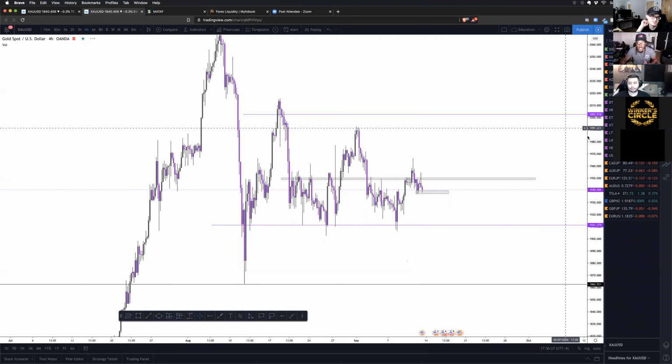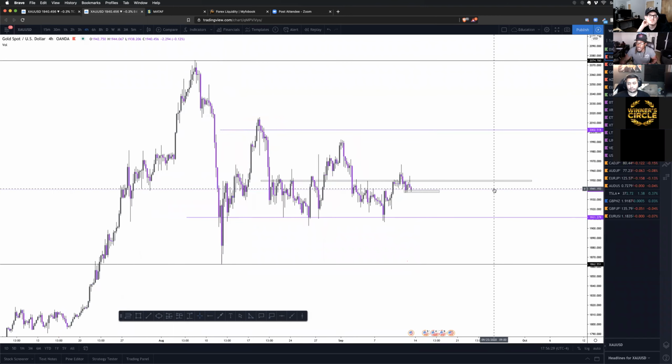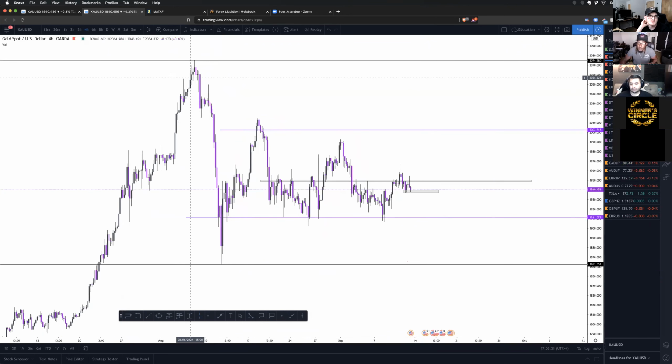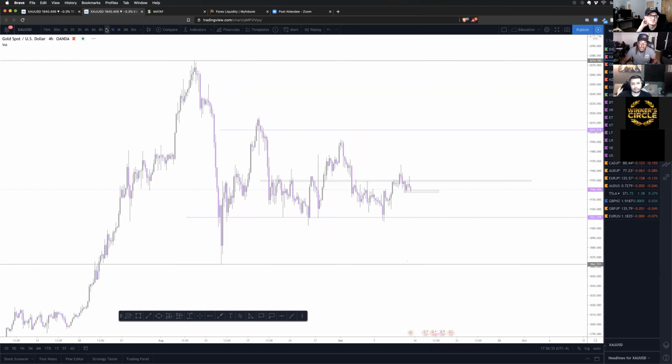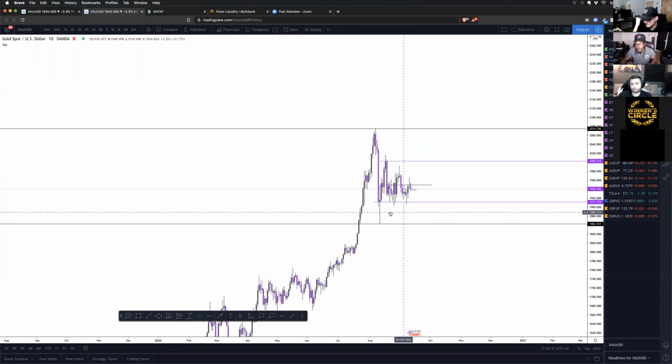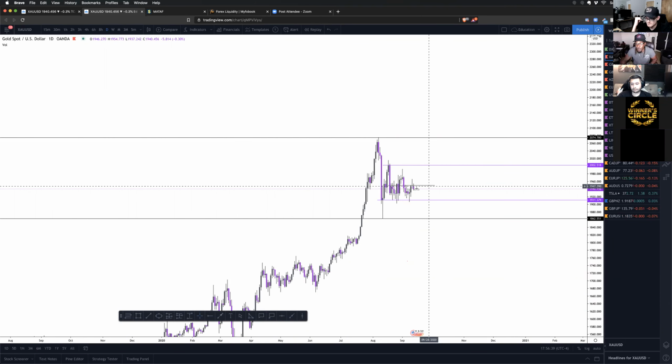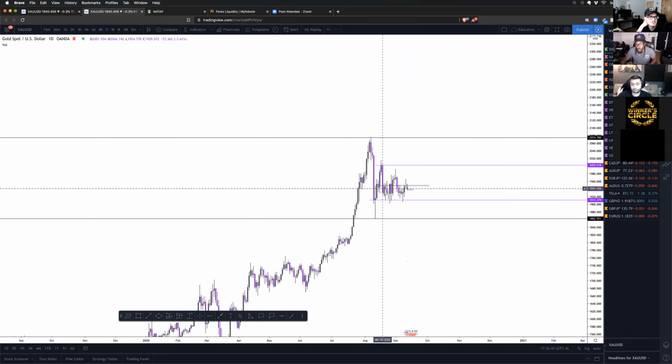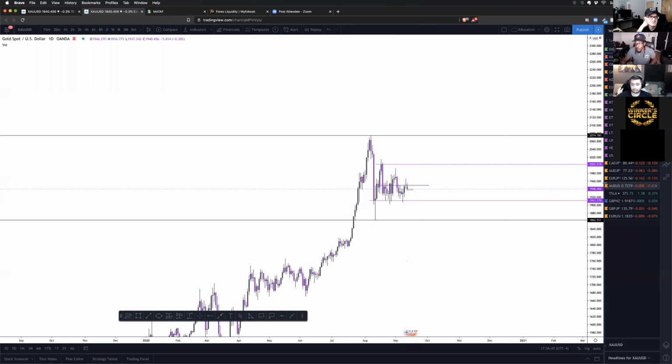Or as a new trader, you start second guessing yourself, or if you lose a trade, you feel like you don't know what you're doing, whereas the market's just pinging back and forth. You know what I mean? So I'm sure a lot of retail traders got destroyed within this range, but it's just moving sideways. So try to avoid it if you can.